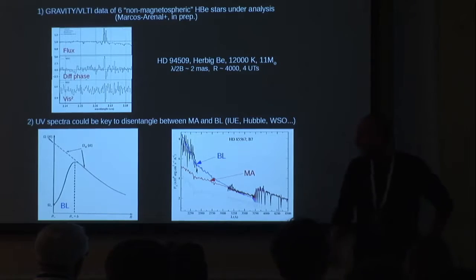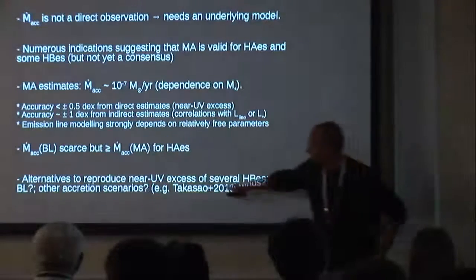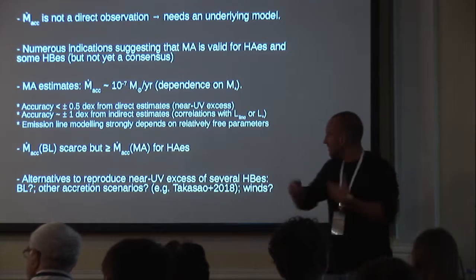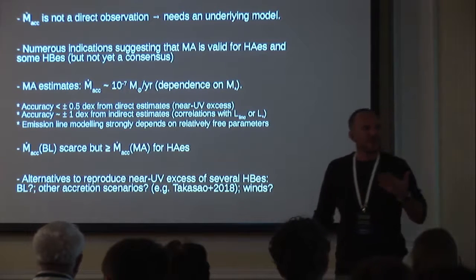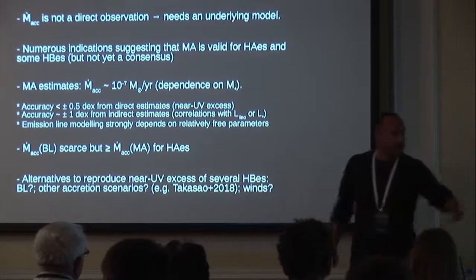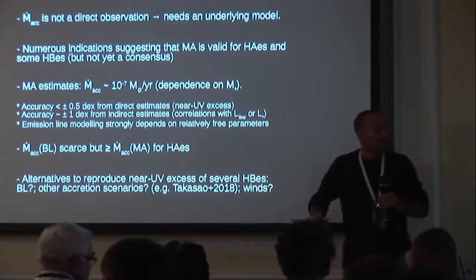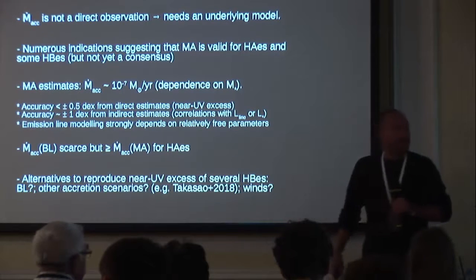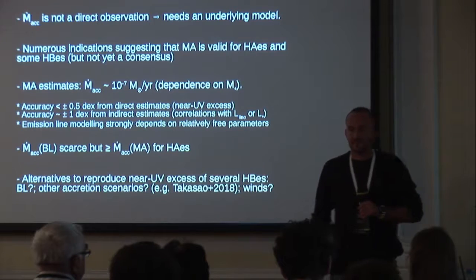Yeah, I mean, there could be many possibilities. I mentioned this paper here, which is a very interesting one. It's a really complicated, very theoretical model to me, but it's something in between magnetospheric accretion and boundary layer. And yeah, perhaps there are other intermediate scenarios that could fit the observations. I don't know.